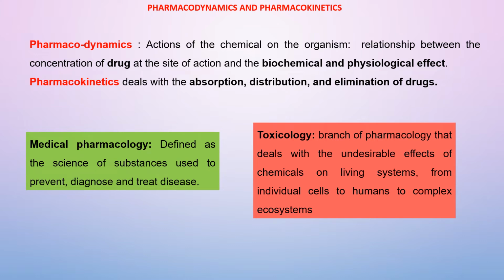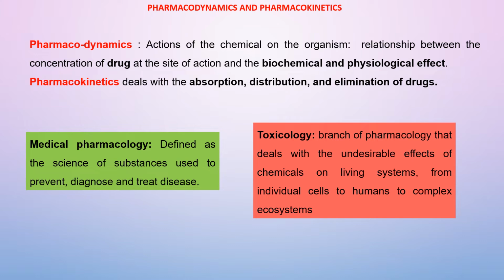Pharmacodynamics. It is the study of action of the chemical on the organism. Basically, what the drug does to the body. It includes the relationship between the drug concentration and the molecular, biochemical, and physiological effect of the drug on the cellular system of the body. While pharmacokinetics deals with the absorption, distribution, and elimination of the drug from the body. In short, what the body does to the drug.